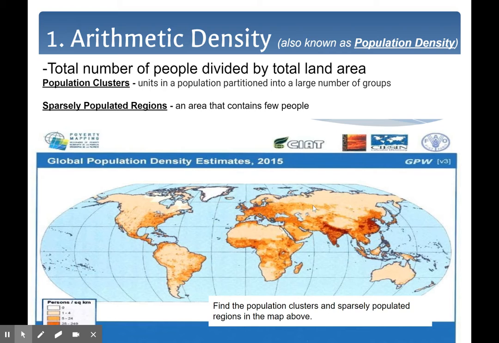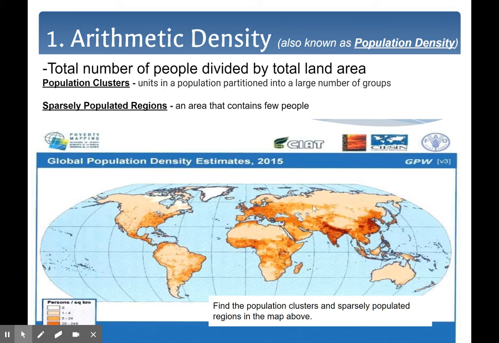The first one we're going to look at is arithmetic density. Again, we kind of call this population density, so if you hear the two terms, we use them interchangeably. Arithmetic density is the total number of people divided by the total land area. So this one's kind of the most common. You think about when you talk about population, how many people are living in a certain area.